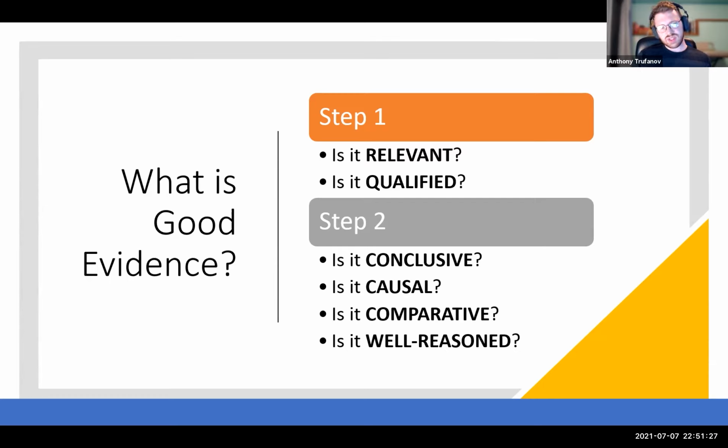Beyond that, I would say we have a couple of trickier things that we could go into about a piece of evidence that can help us tell two pieces of evidence apart, even if both of them have strong data, strong warrants, and strong qualifications. So one is: is the evidence conclusive? Does anyone have any idea what I mean by conclusive?